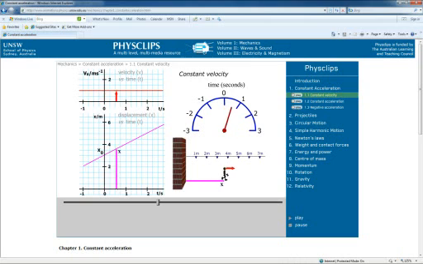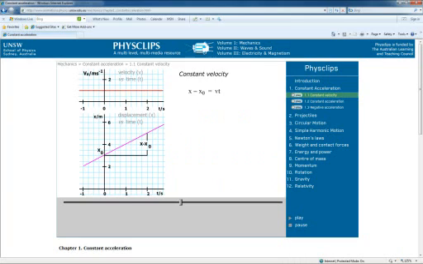Note that x, the distance from the wall, is not 0 when time equals 0. We call that the initial displacement x0, and so we write x minus x0 equals vt. Or alternatively, x equals x0 plus vt.